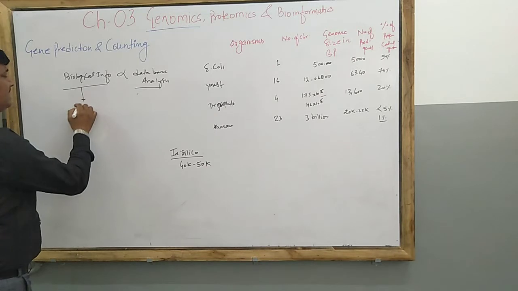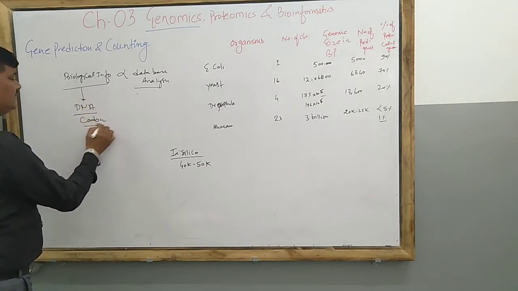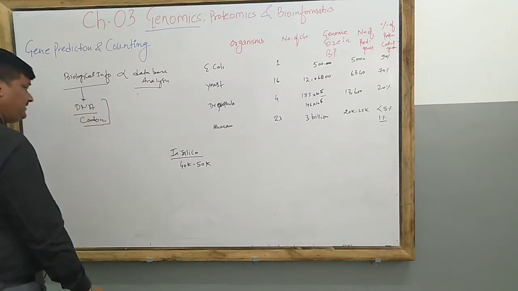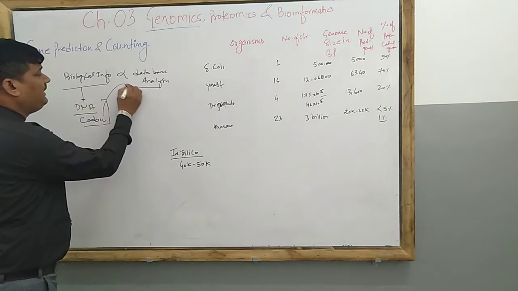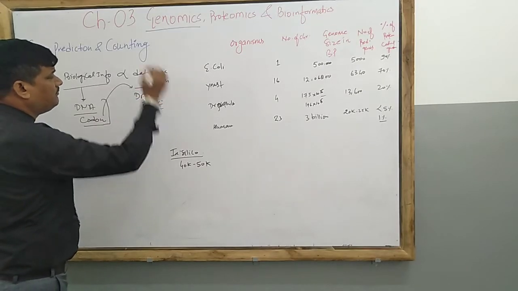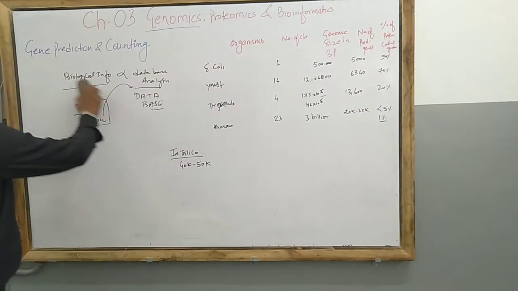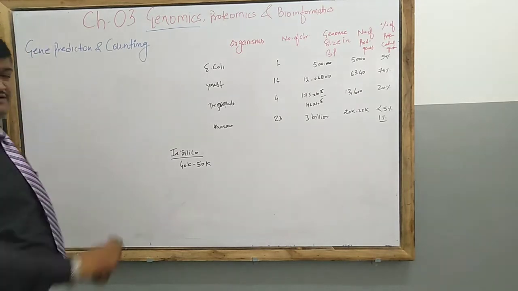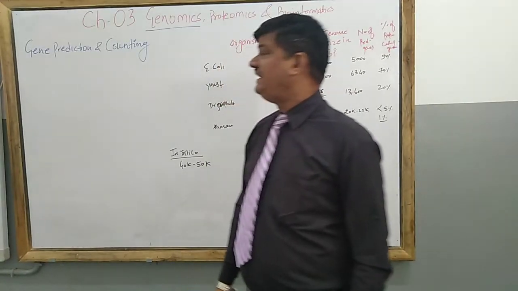What we are taking here is the DNA. As we know, DNA has its codons, and these codons have a particular triplet of nucleotides. These codons are fed into a database in a computer. So this is known as bioinformatics. Before going to that, now we will begin the first heading, that is gene prediction and counting.